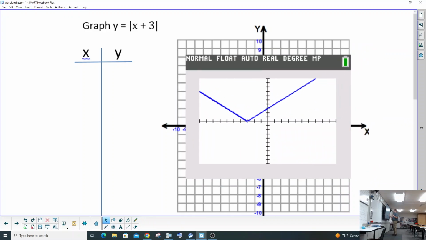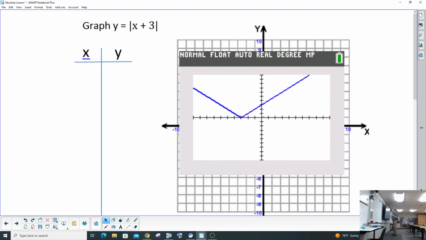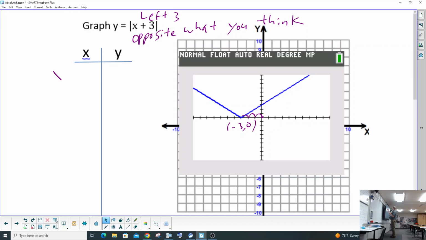And so we're going to do our graph there, which is going to be left 3. We're at 0, 0, and then we went 1, 2, 3, so our vertex is at -3, 0. Right? Because it's opposite what you think. Be careful there. You think plus 3 means right 3, but it actually means left 3. Don't believe me? What if you plug in a -3? At -3, what do you get?